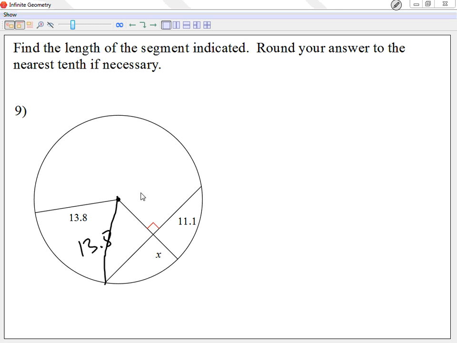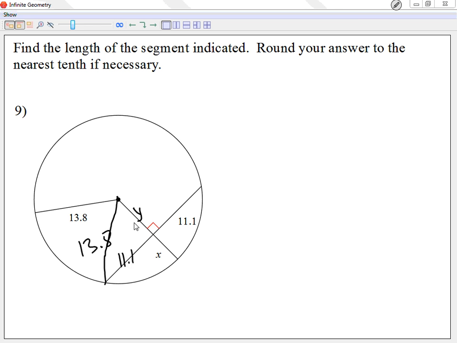I completed the triangle. Then I know this side right here is 11.1, right? Because the chord gets cut in half. I just don't know how big this side is. I'm not going to call it x because I'm already using the letter x, so let me call it y, because I don't know how big it is.